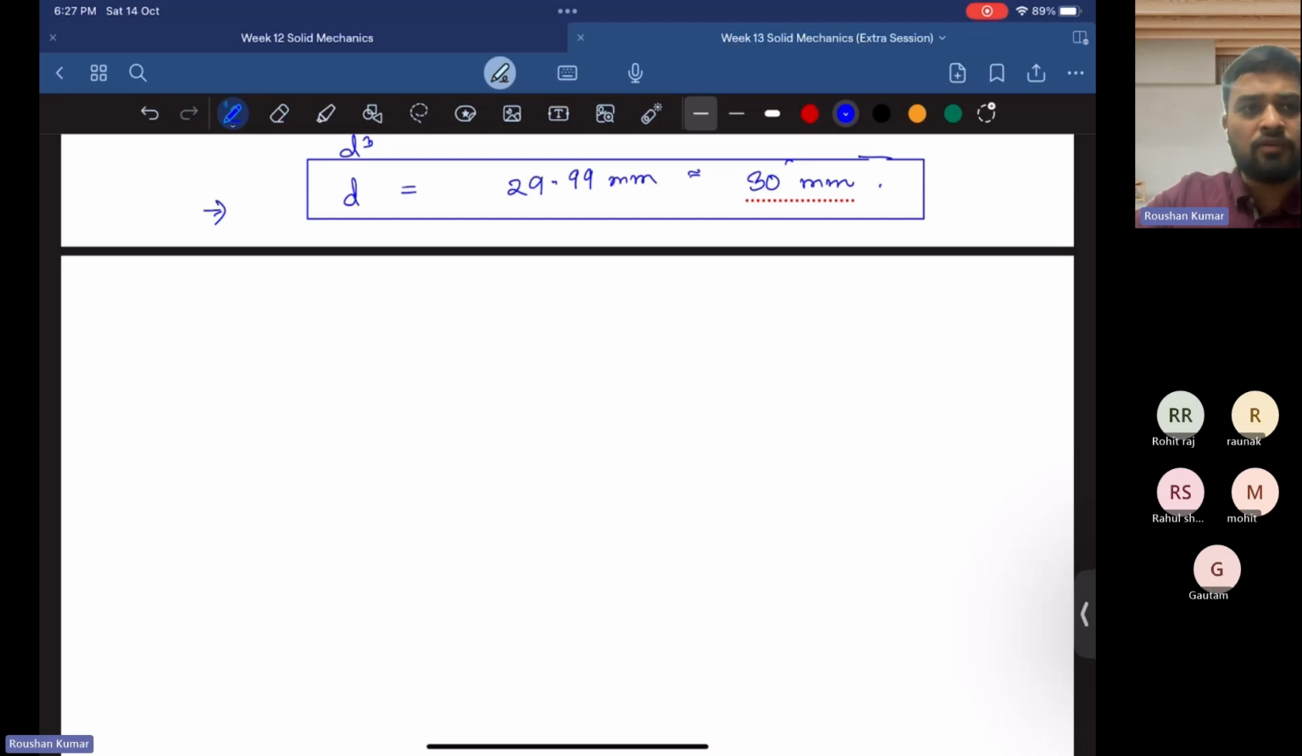I have around 1.5 hours remaining. So within 1.5 hours, I will solve around 3 to 4 questions based on thermoelasticity. So let's start the problem based on thermoelasticity. This is problem number 2 for today's session. Problem 2.